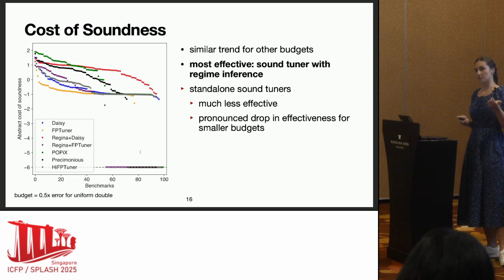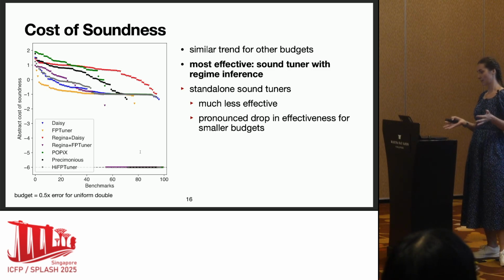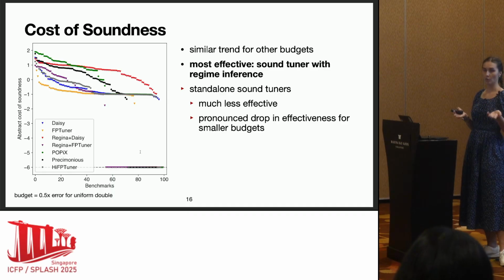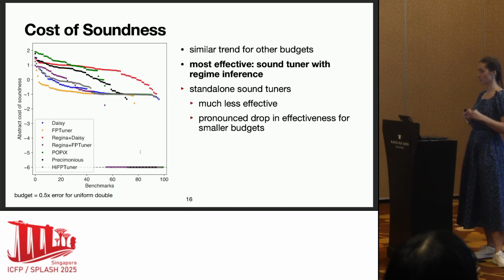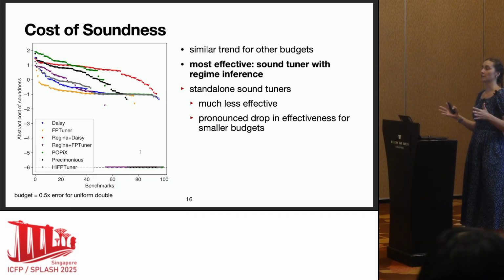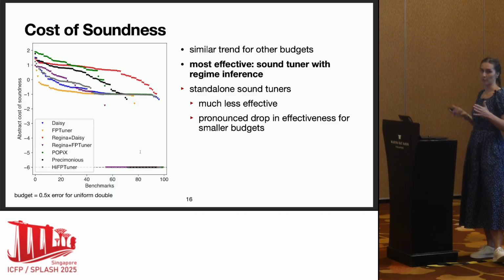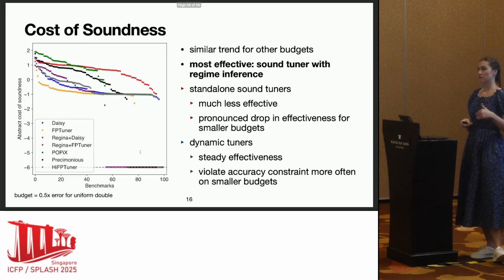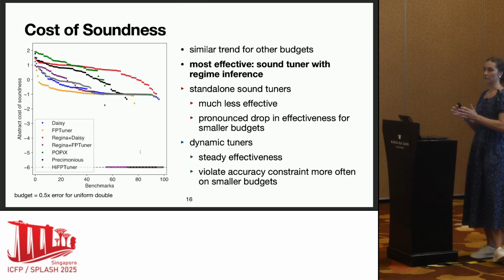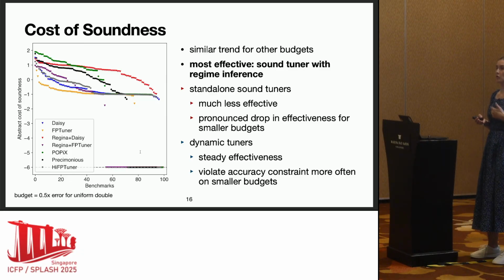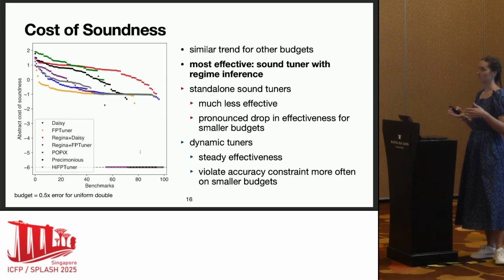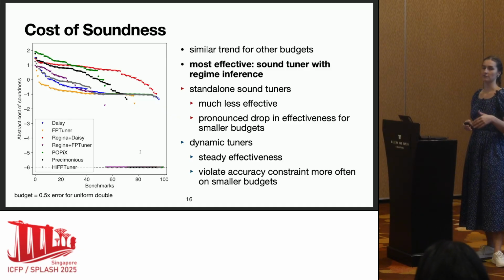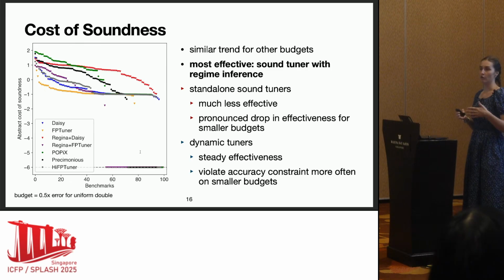For standalone tools, the picture was slightly different, and as expected, static tools were in fact much less effective than dynamic ones, and there was also a pronounced drop in effectiveness when we decreased the error budget. For dynamic tuners, we also observed this drop in effectiveness, but it was not as steep across different targets, and it happened mostly because the optimized programs violated the accuracy constraints more often and on more benchmarks.